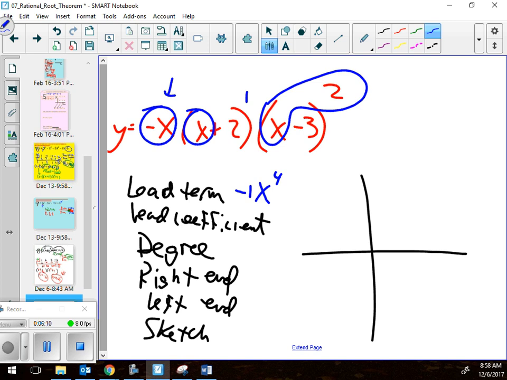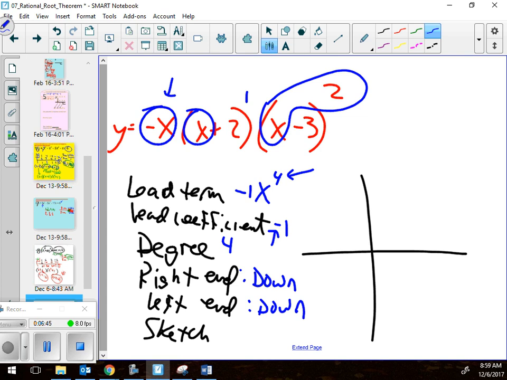Okay, next thing. The lead coefficient. Lead coefficient is the number on that, negative 1. What's the degree? The degree is the power on that, which is a 4. Next. If I'm going to pick the right end, I always base it on this. If there's a negative, then it's going down on the right. Then I decide, is it the same or different? Same, because even means same, and odd would mean different. This is an even, so it's the same. So it's down.